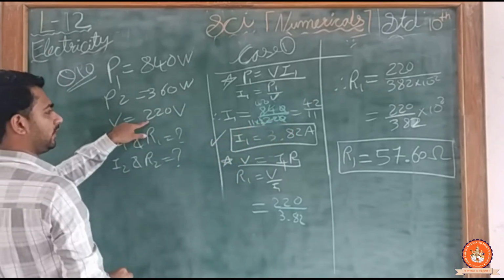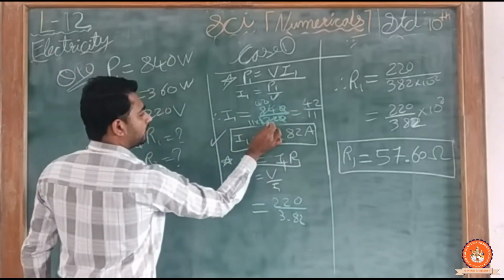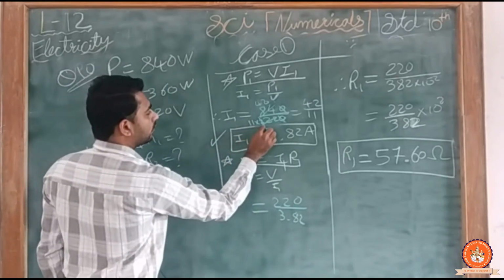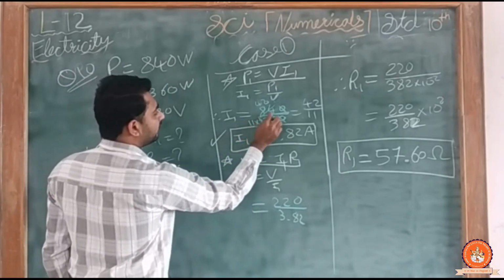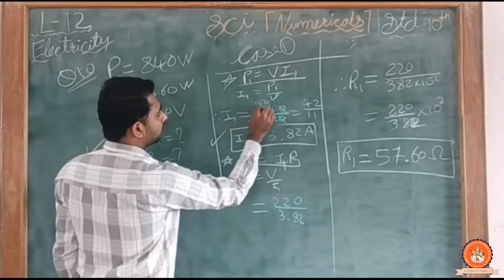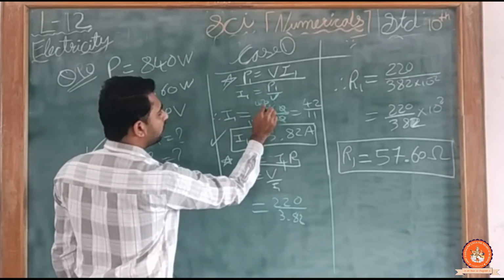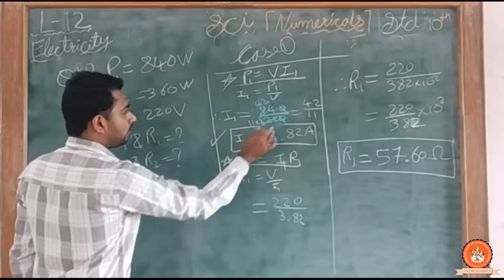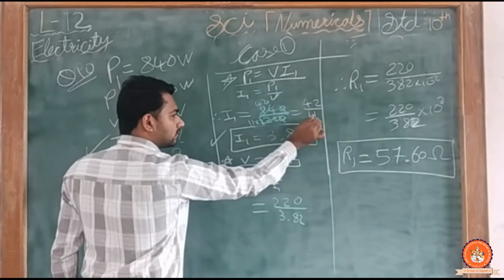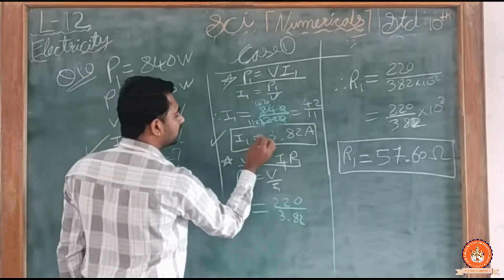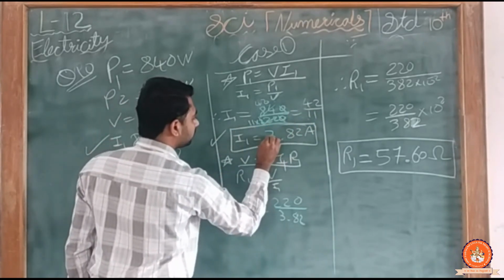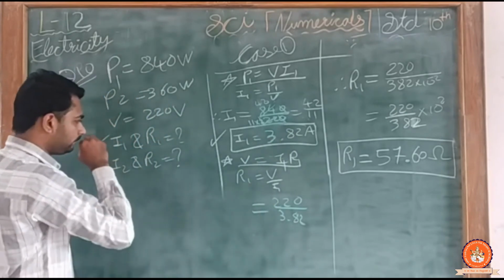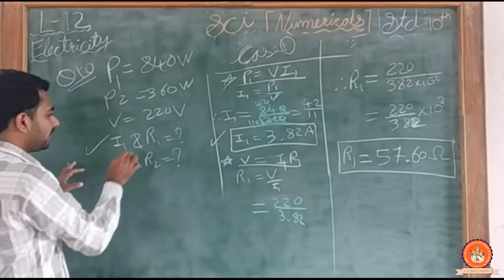I get from here. Now 0 cut 22. So 11 2s are 22. I write 11 2s are 22. Now dividing 84 by 2. So 2 4s are 8 and 2 2s are 4. So it becomes 42 divided by 11. Now after dividing this sum, I get I is equal to 3.82 ampere. Clear students?